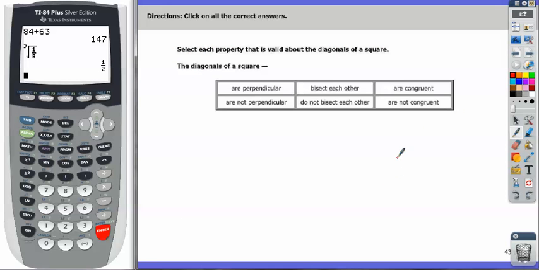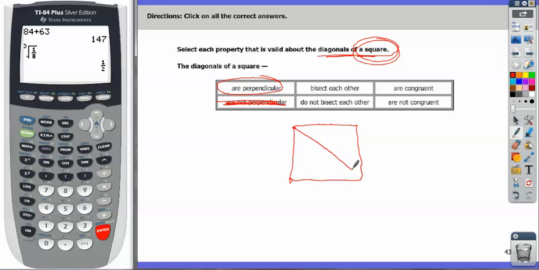Select the property that is valid about the diagonals of a square. A square's like one of the most versatile shapes. Okay, so are they perpendicular? Yes. They are perpendicular because a square is a rhombus. And also, if you remember right, and of course my square looks funky, you can actually draw a square on graph paper and get this exact. But these are all 90.